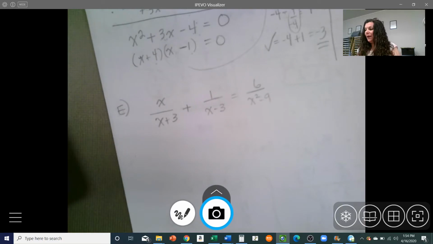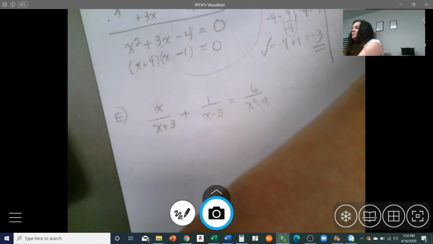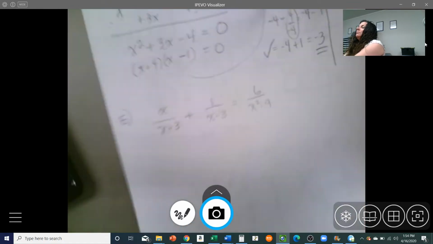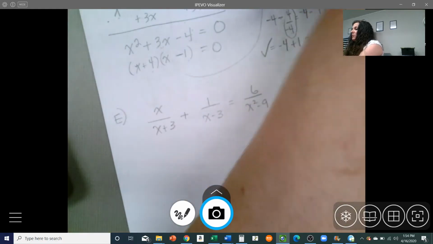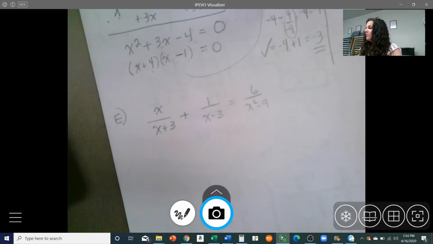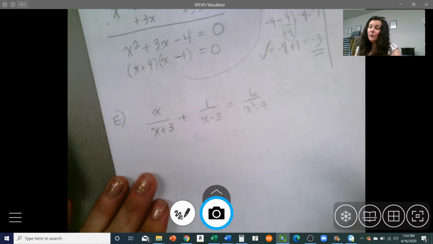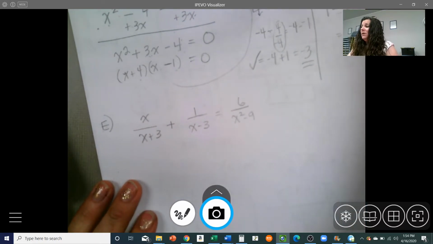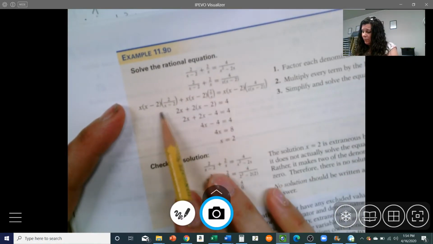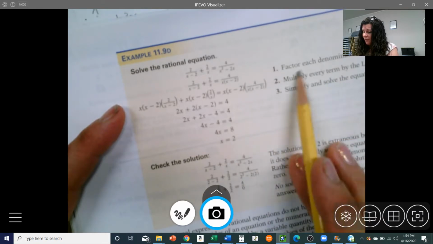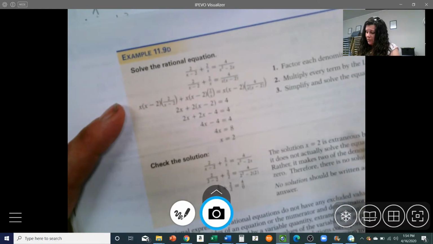Okay, now we're going to have an issue with this one. But that's okay, because that's how we figure things out and learn stuff. So look at example D. I'm not going to do that example. But they use that same process of finding the least common denominator. Stuff cancels out. The next one's similar.